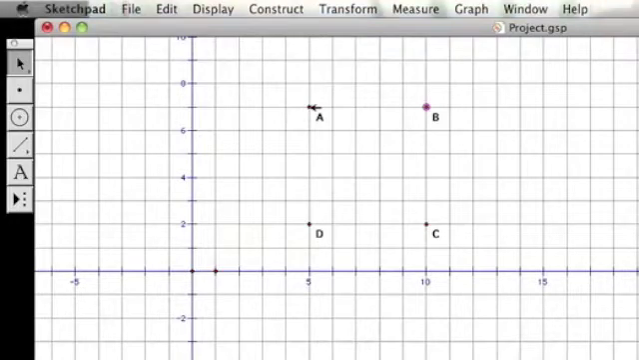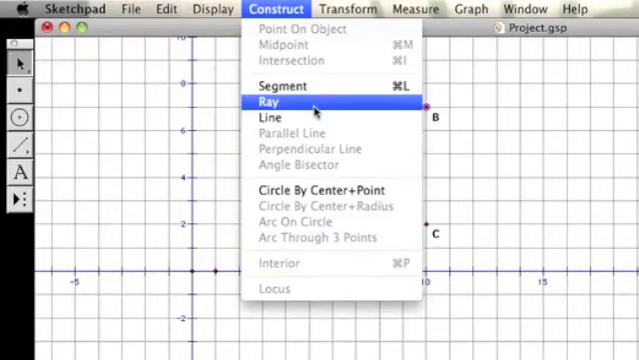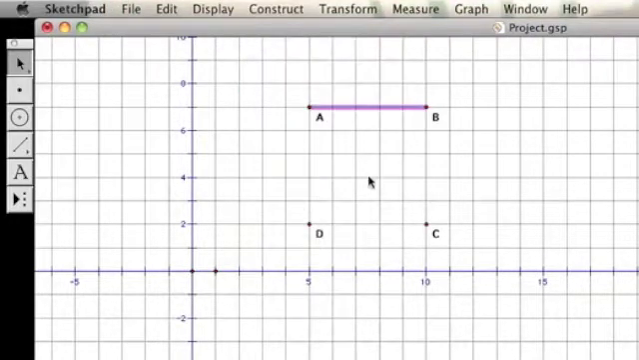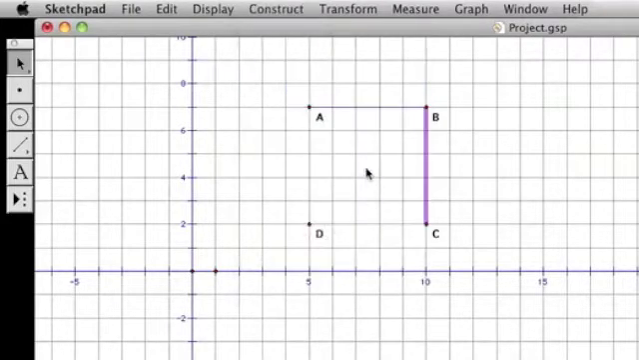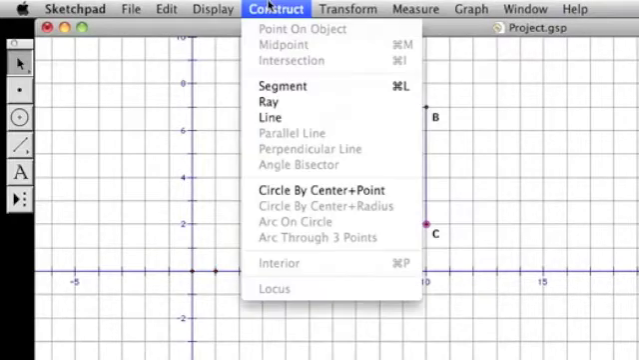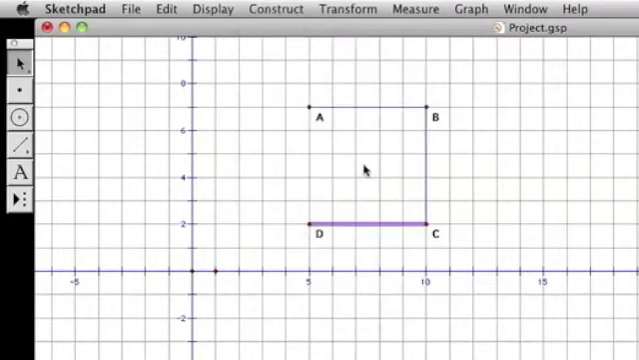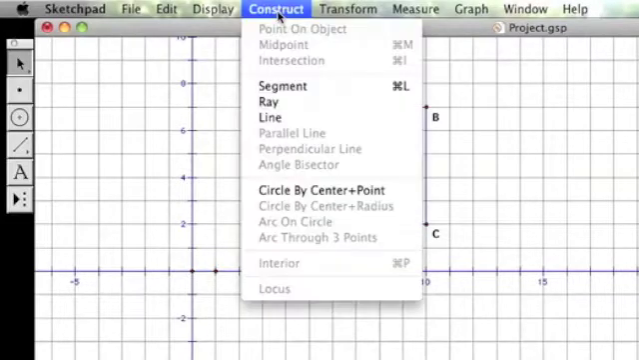Here you can see that I'm connecting the 2 points or plots with a line segment. I will do that with all 4 sides to make an even square. Make sure it is a segment rather than a ray or line, because then you will not be able to measure the length for the perimeter of the square.